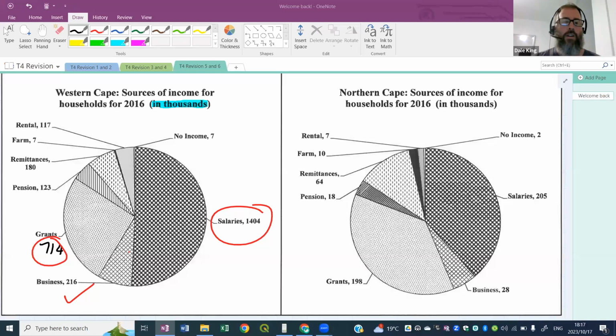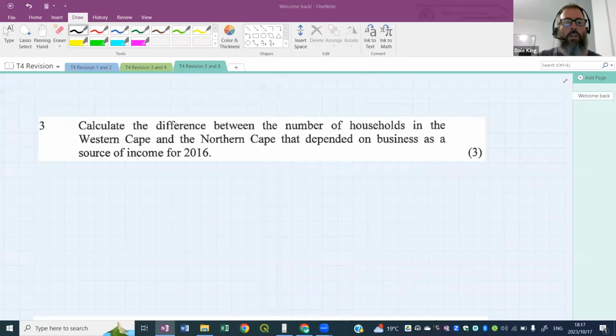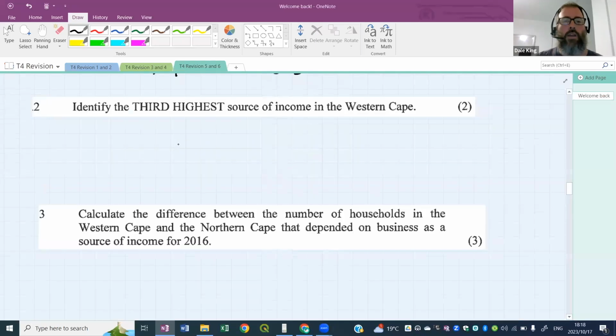Yes, there we go. All right, well done. So it's business. Looking at the graph, business is the third highest, the third biggest. So let's just write this over here quickly, and you can read the next question while I'm doing that. 2 marks in the bag there. All right, let's read the next one.